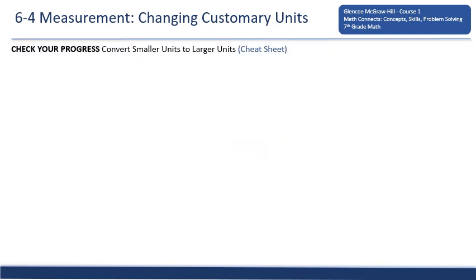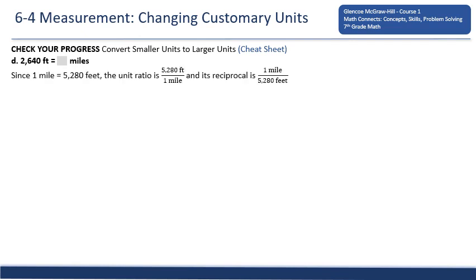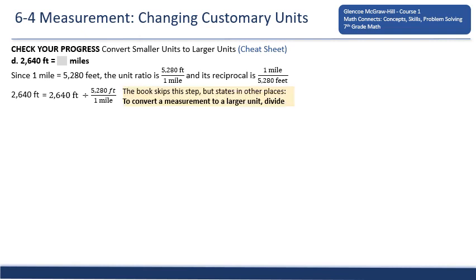Check your progress. 2,640 feet equals how many miles? Well, since 1 mile equals 5,280 feet, the unit ratio is 5,280 feet, and its reciprocal is 1 mile over 5,280 feet. So we're going to divide 2,640 feet by 5,280 feet over a mile.